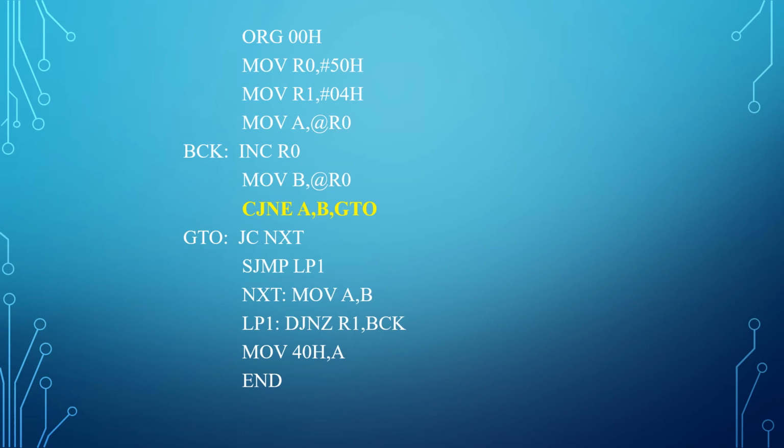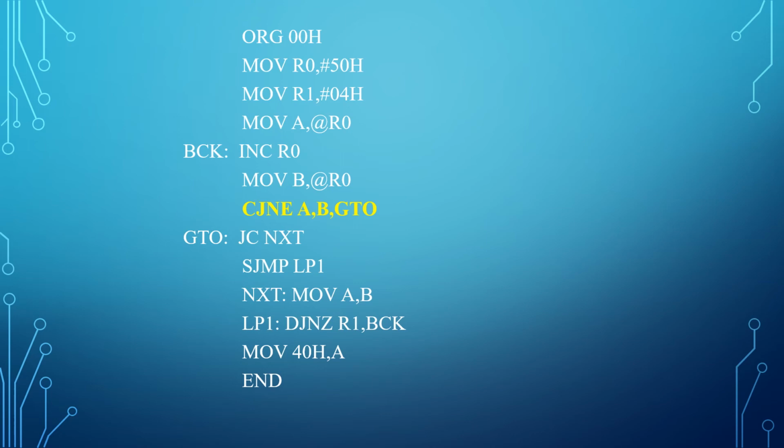Let me repeat once again. If there is a carry, it is going to hint to us that A is the smaller number. So we are going to move B, which is the largest number at the moment, to the accumulator. So let us connect the two instructions: JC NEXT, and at NEXT we have the instruction MOV A, B to move the largest number to the accumulator.